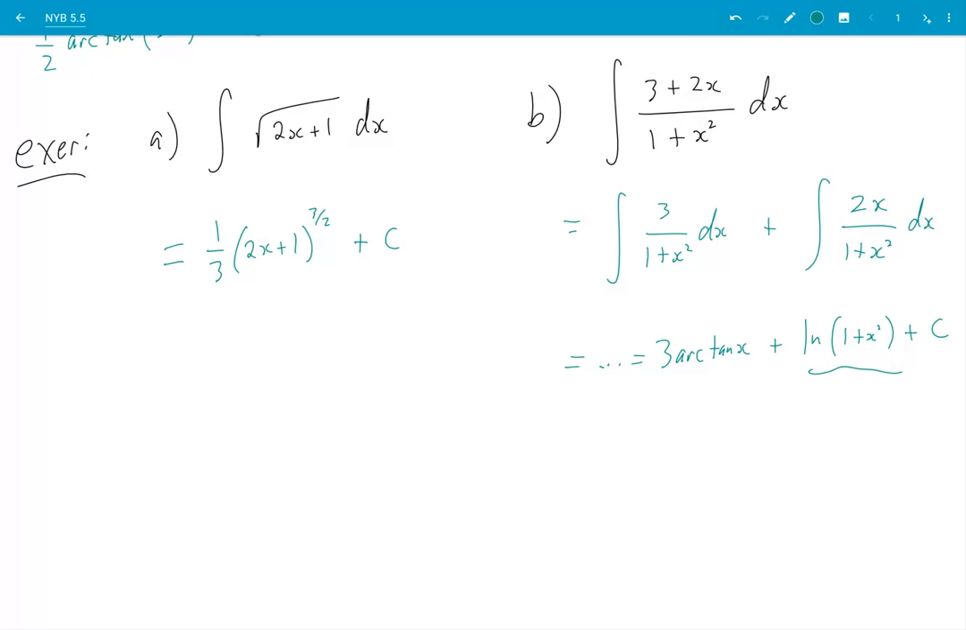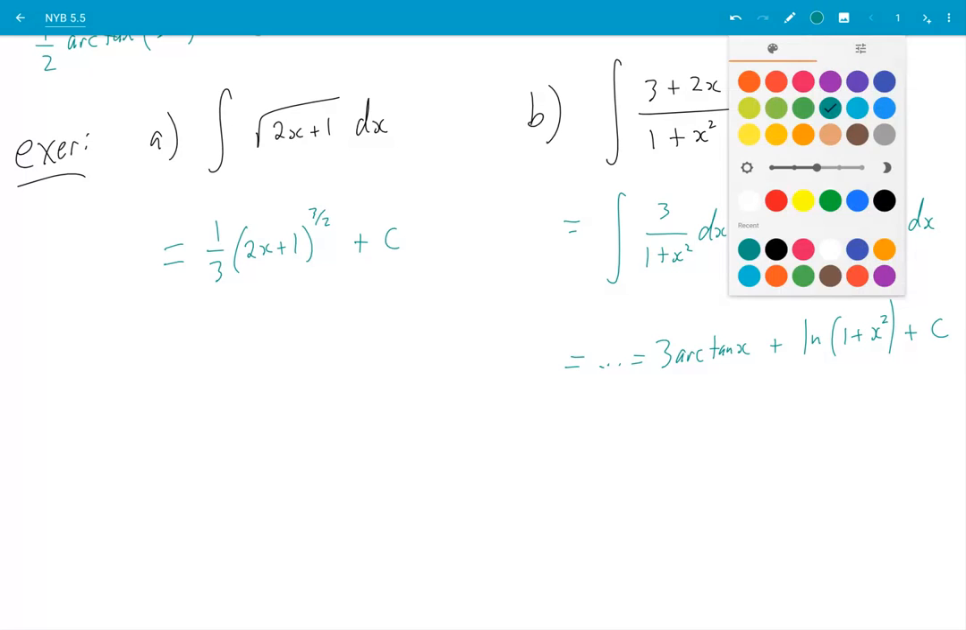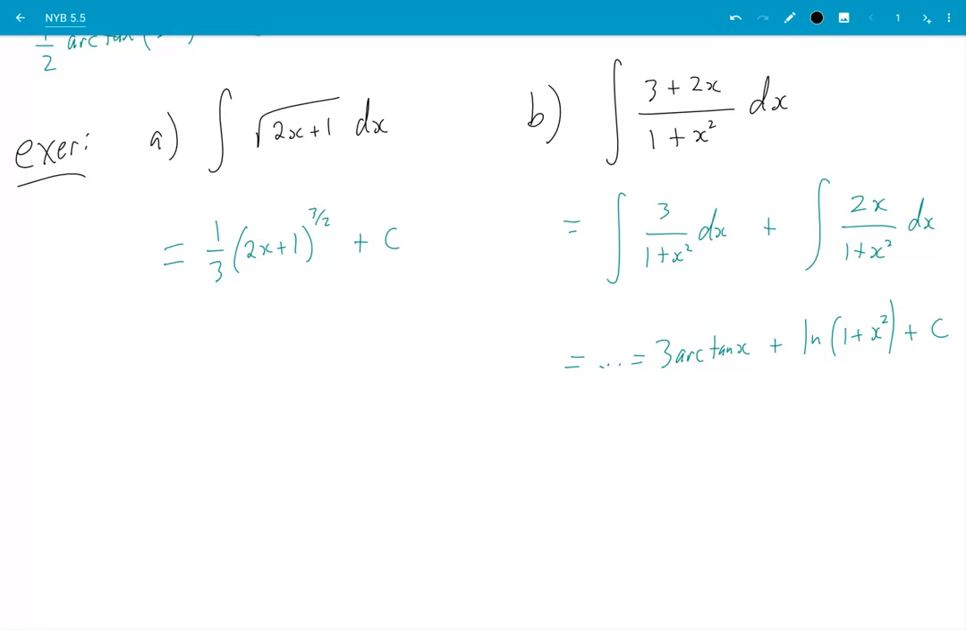Notice here I do not have absolute values. That is because 1 plus x squared is a positive number, always. Usually you would have absolute values, here and here, but they are not necessary in this case. Moving on, more examples.